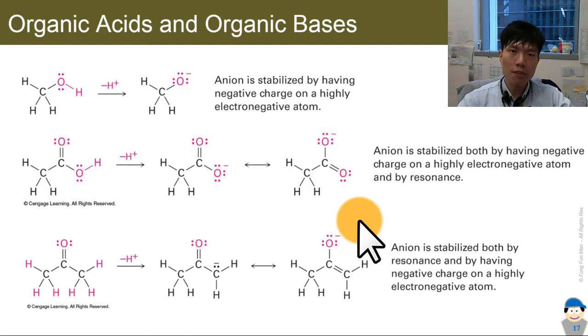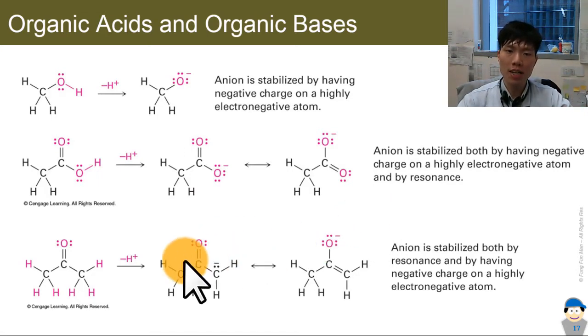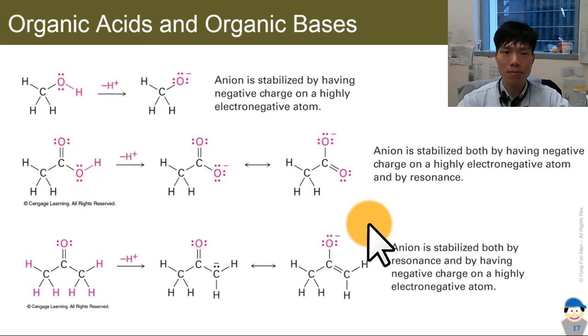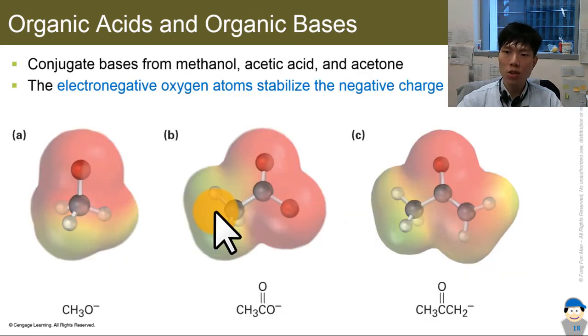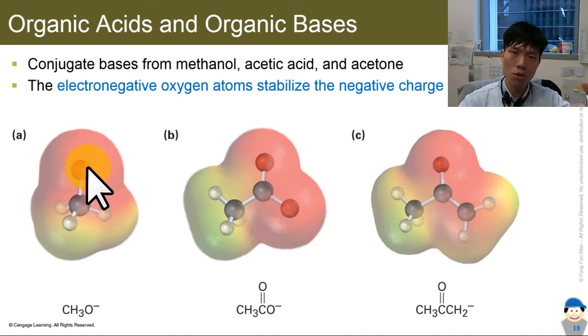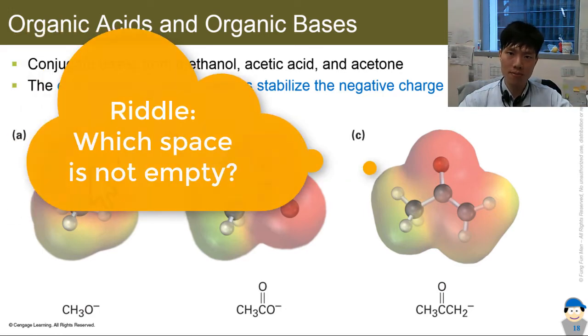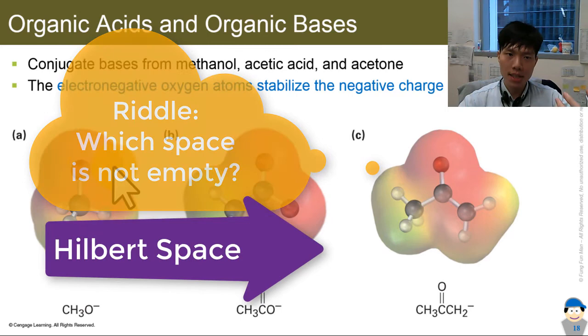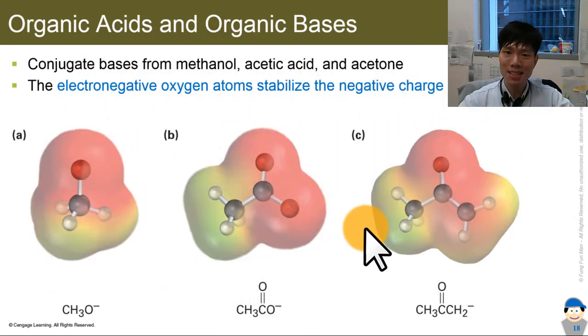Now acetone can behave as an acid because after giving off its H+, it's able to form a resonance form. You see the delocalization of the negative charge from the carbon to the oxygen. You can see from these electrostatic potential maps of the conjugate bases of methanol, vinegar, and acetone that there's a high region in red, which means very high electron density, and it always hovers around the areas where oxygen is occupying the space. So you see that the electronegative oxygen atom stabilizes the negative charge in all three cases.